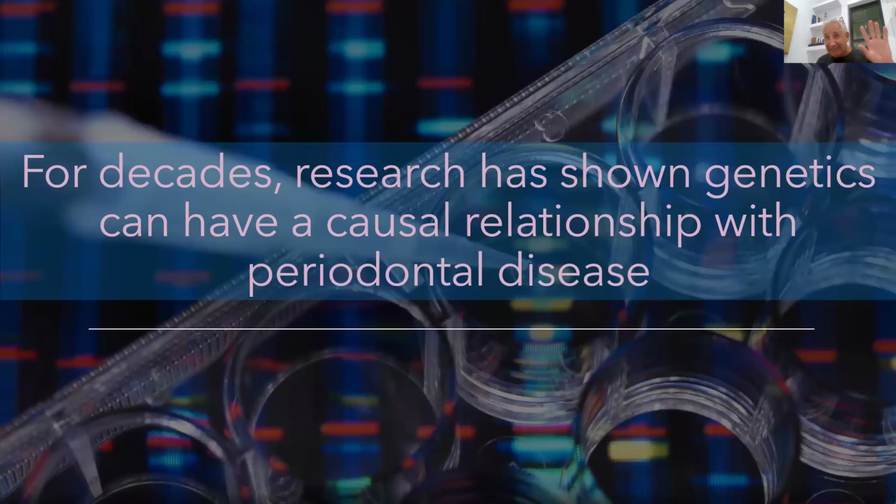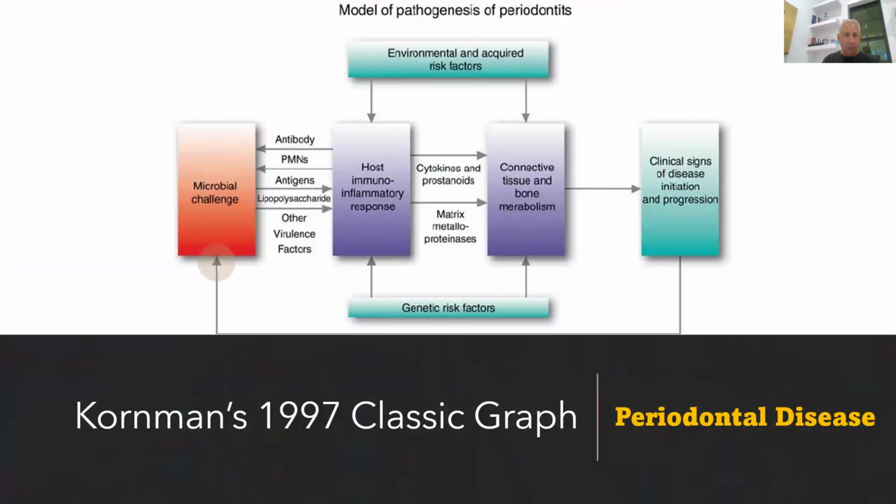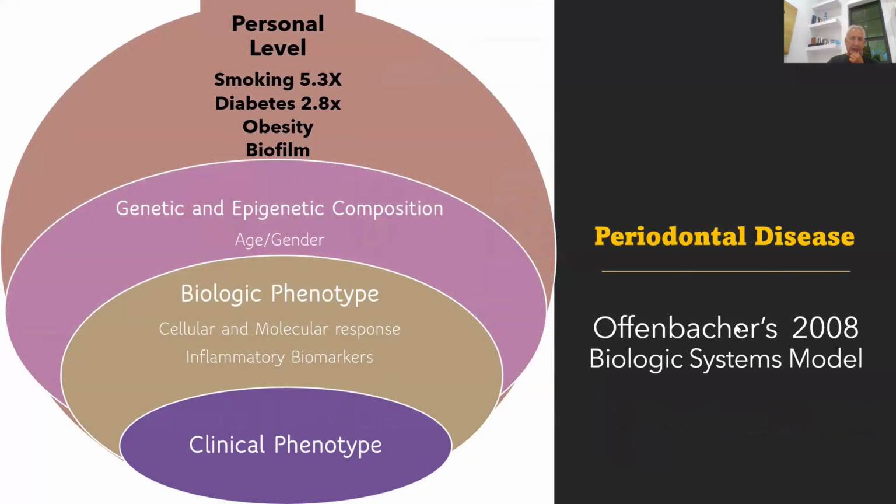So we're going to go back about 27 years to Kornman. And Kornman showed that if you have a microbial challenge, so the initial challenge, how the host responds by releasing antibodies and PMNs can often be dictated by the environment and acquired risk factors along with genetics. And those genetic risk factors, environmental and acquired risk factors, can also affect how the connective tissue and bone metabolism really work together in fighting off this disease. So as the disease starts to go downhill, you'll see more clinical signs.